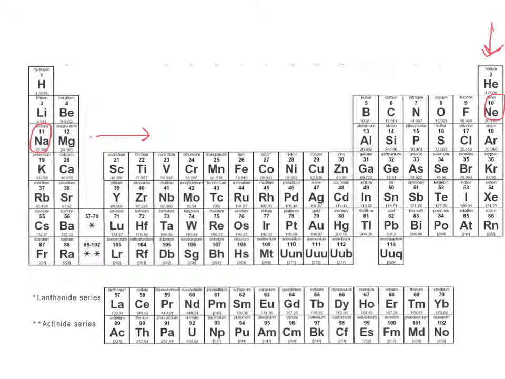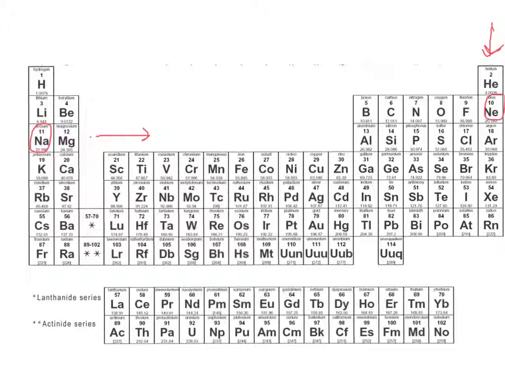Now, there is a big division among all the elements having to do with the propensity to give up electrons. If the electrons are relatively easily lost, that gives the element what are called metallic properties. You may be familiar with metals. Metals conduct heat and conduct electricity. They're malleable, which means they can be formed and bent into shapes rather than being brittle. And they are, for the most part, solid.